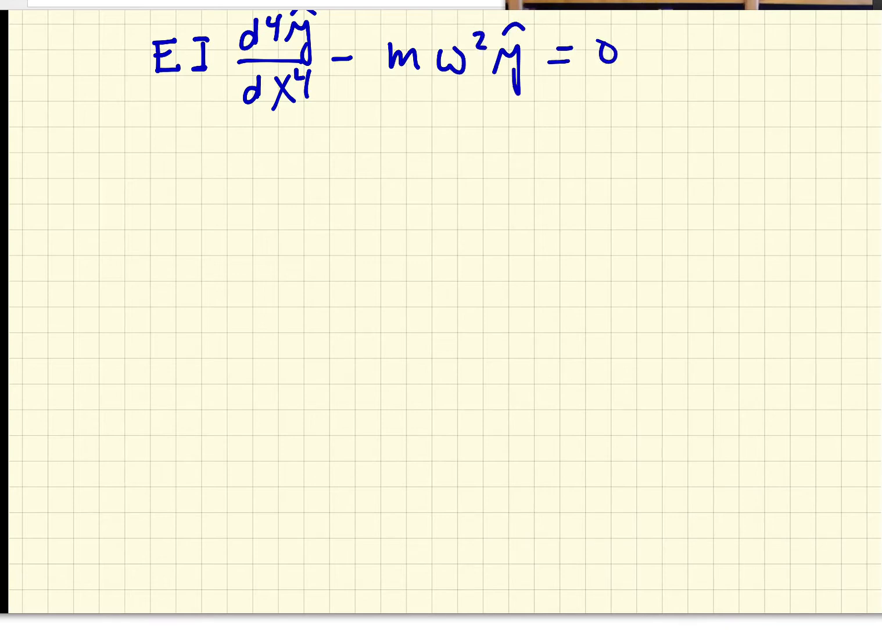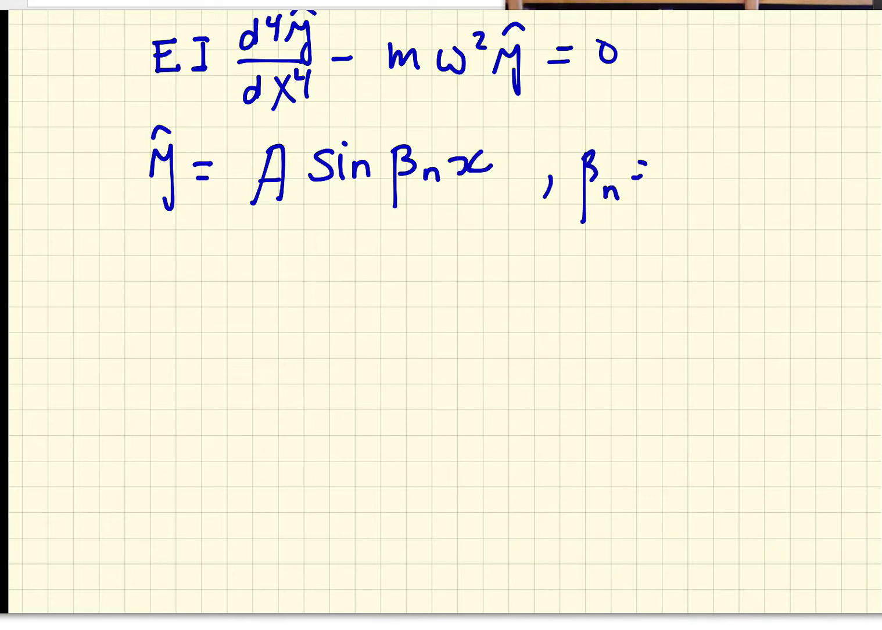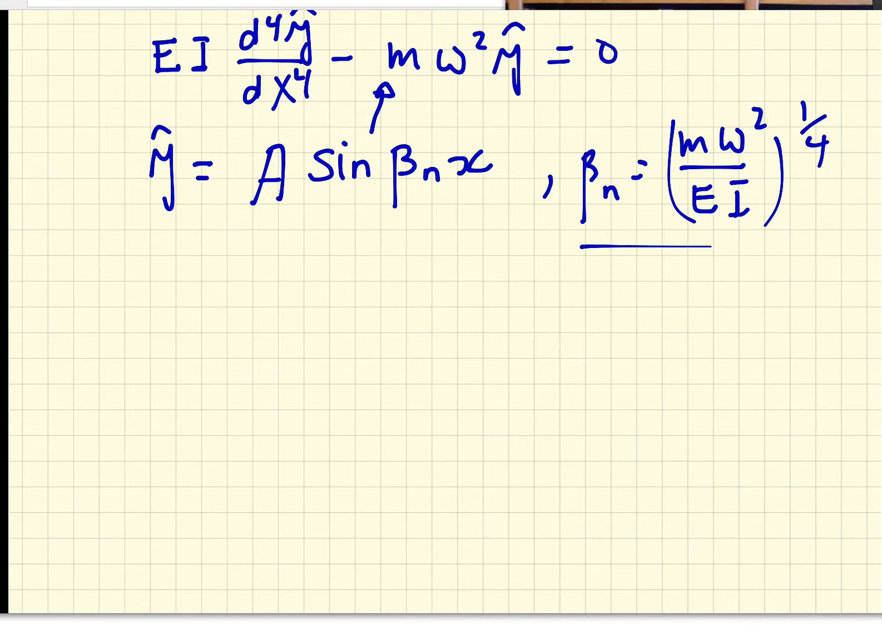So when we substitute, we now get only an equation of x: EI d4y hat, the function of x that we want to solve for, minus m times omega squared times y hat equals 0. So the time derivative disappeared by this substitution, and now we have just an equation as a function of x. This equation can be satisfied if we write y hat as a sine or a cosine. The easiest way will be a sine function, a constant times sine beta n times x, where beta n is obtained from here as m times omega squared over EI, to the 1/4 power.